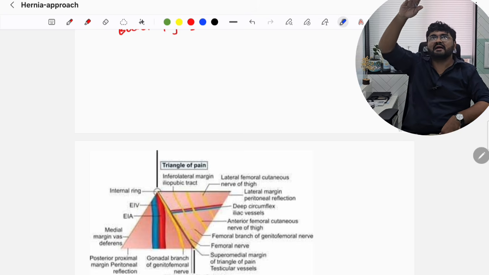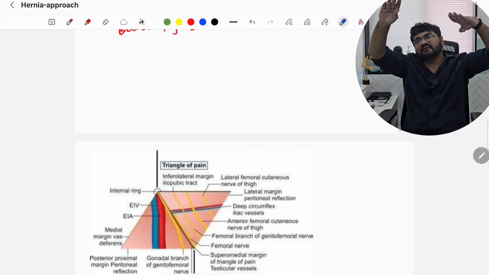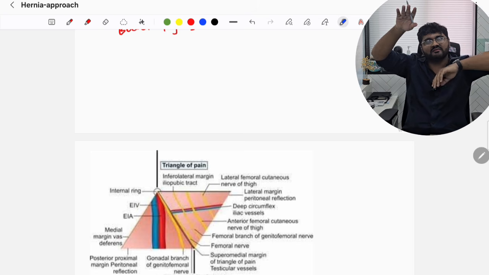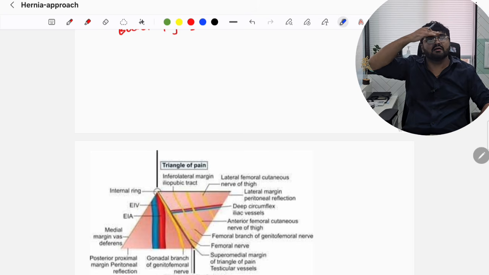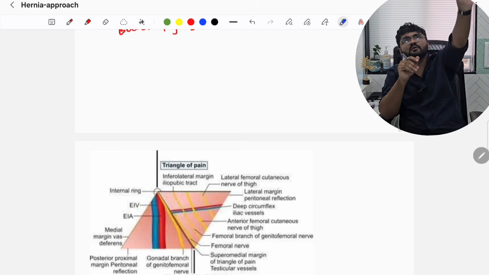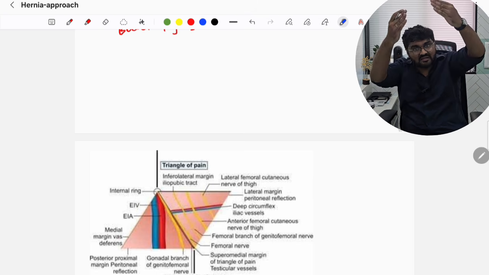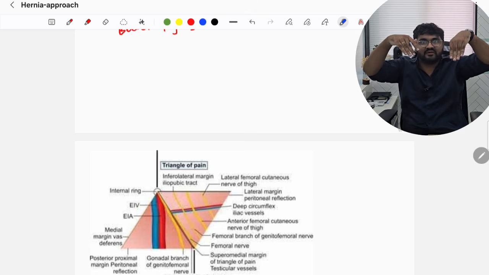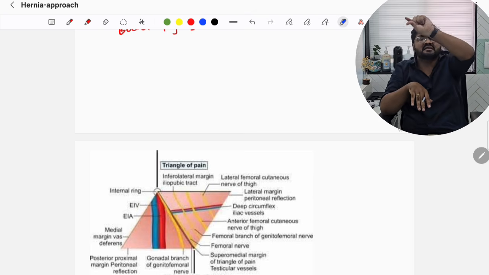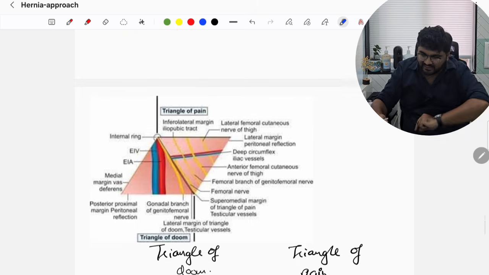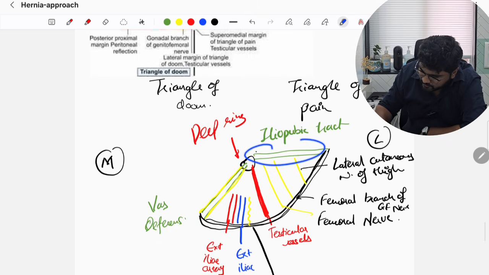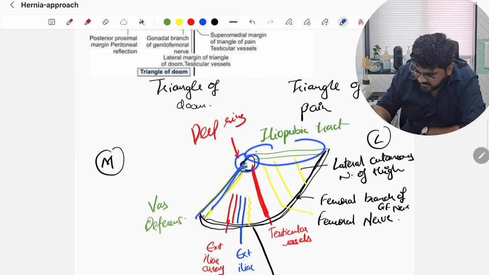So what is entering? The spermatic cord is entering and the testicular vessels are entering, and you see the inguinal ligament. The inguinal ligament that you see from this side, from inside the abdominal cavity, is known as the iliopubic tract. Okay, so you have the iliopubic tract, you have the deep ring, and you have the vas deferens. The vas deferens and testicular vessels are entering, and this is the iliopubic tract.